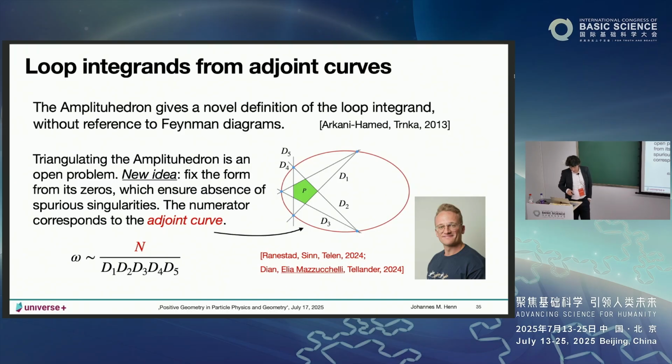Now, going to loop level, I told you, even though one has the loop amplituhedron, the definition is valid in principle to any loop order, there's a practical question: how do we actually write down the loop integrand? How do we write down that canonical form? We know it exists, it's unique, but how to get it? So in general, it's an open problem.